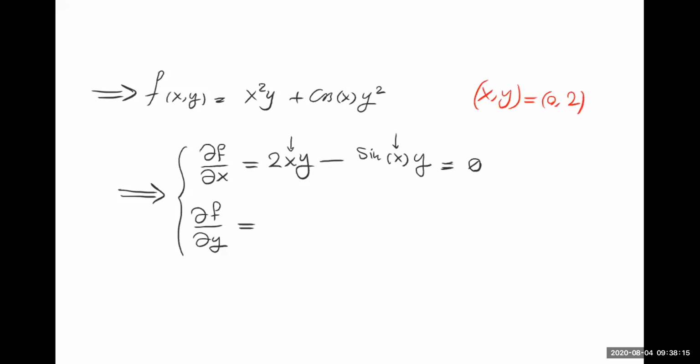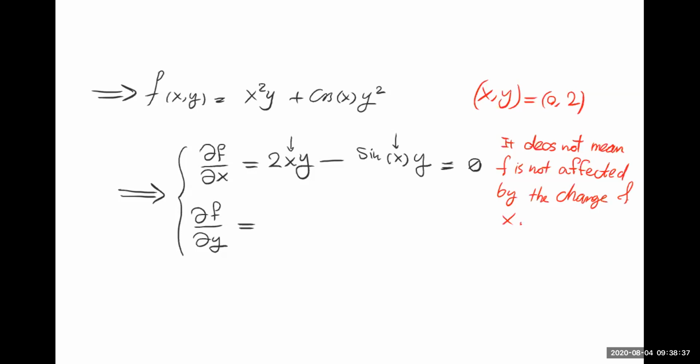That's very important. It does not mean f is not affected by the change of x. But actually it means something close to that. It means it would change a lot slower than if the derivative wasn't 0. So what it means is that it's affected very little, let's say like that.